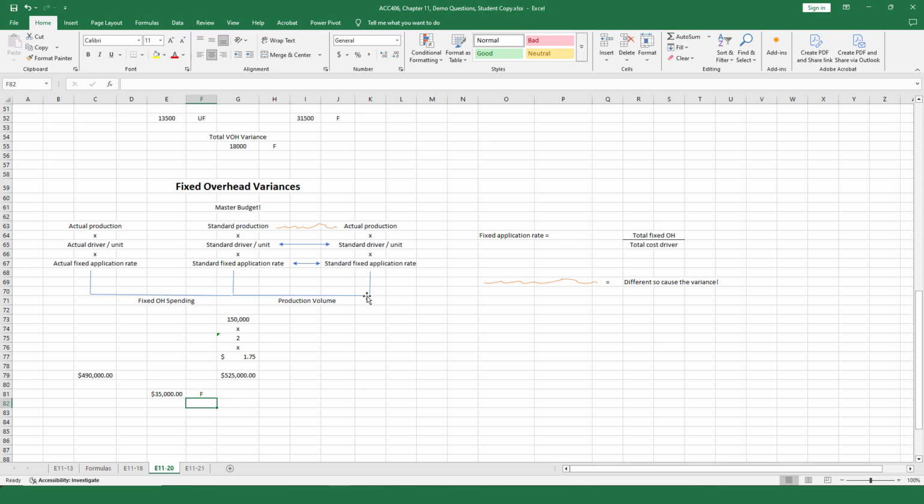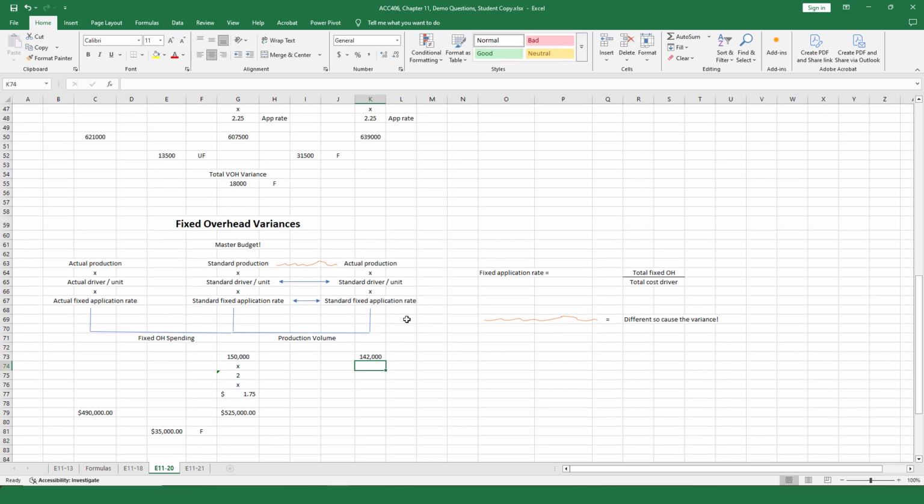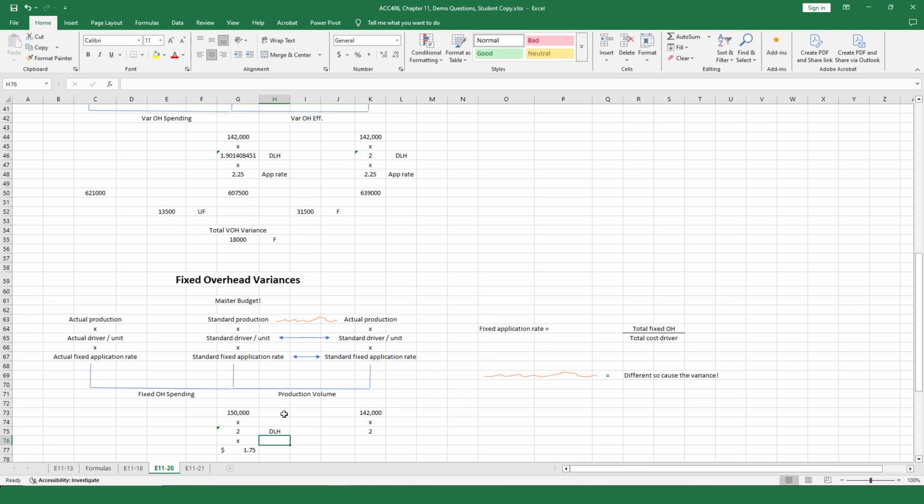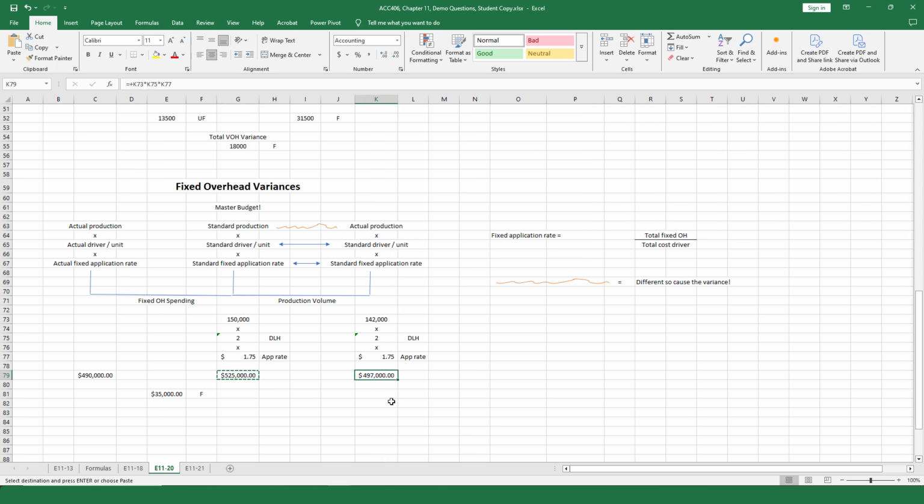Only one thing changes here. I want actual production, 142,000. I'm going to multiply it by the standard. I can steal it. Remember, this is direct labor hours. And this is the application rate standard. Same here. Multiply this by the standard fixed application rate, steal it from over here. And now I'm going to copy my calculation, do exactly the same thing, $497,000. So I'm going to take the difference between these two. Large number, subtract the smaller number.